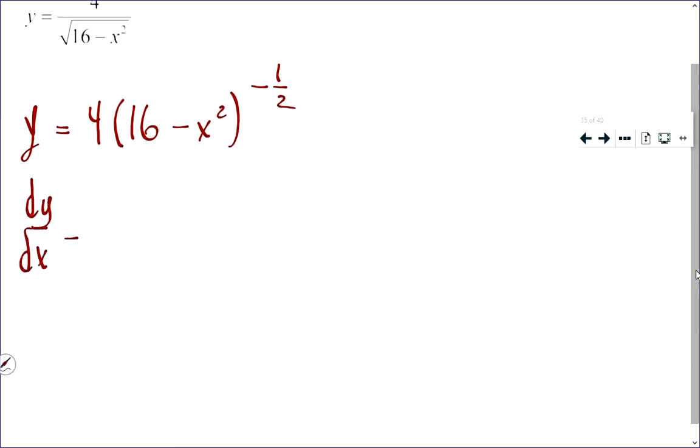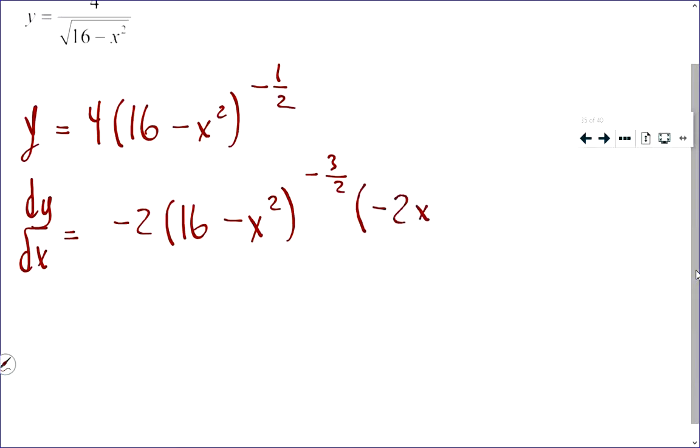So dy dx equals -2. I'll decode all of this for you in a second. Multiplied by 16 minus x squared to the -3/2 multiplied by -2x. So what did I do here? Well, I took this -1/2 and I moved it in front. -1/2 times 4 is -2.